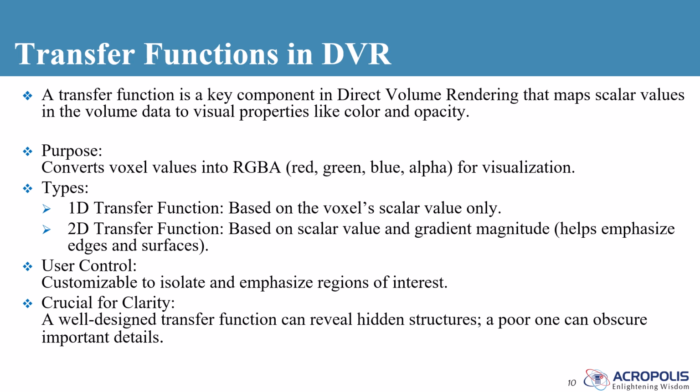There are different types of transfer functions listed here: 1D transfer function and 2D transfer function. The one-dimensional transfer function is based on the voxel scalar value only, whereas the 2D transfer function is based on scalar value and gradient magnitude, which helps to emphasize edges and surfaces. Here, user control is also present, like customization to isolate and emphasize regions of interest.